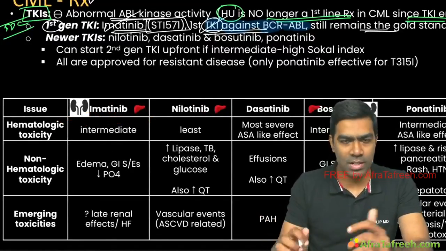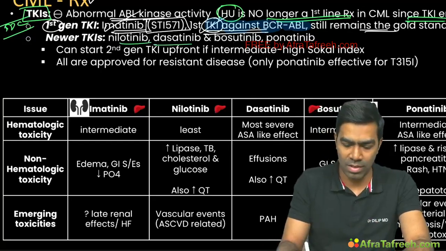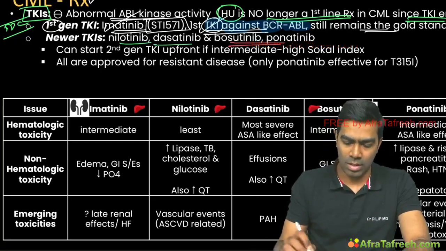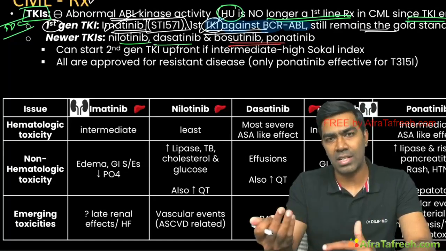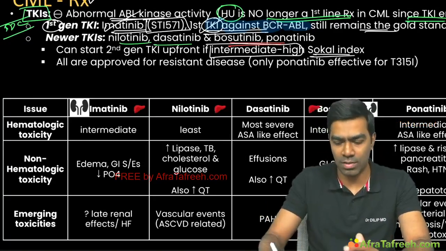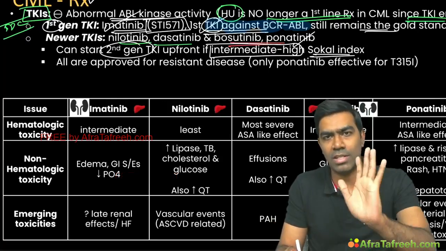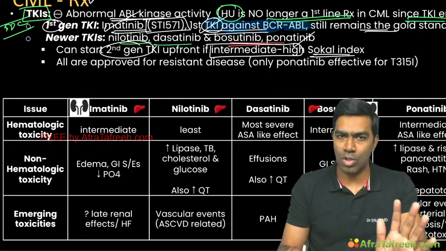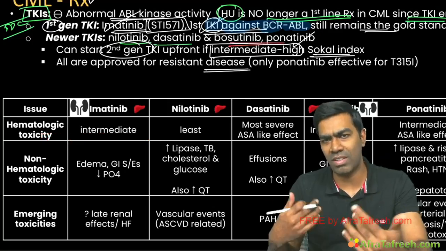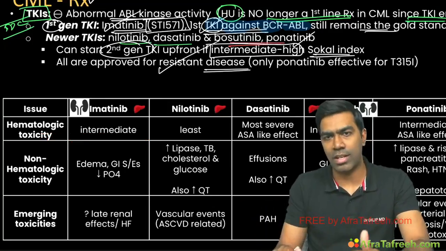And we have some newer generation TKIs also, for example nilotinib and dasatinib, which are basically second generation TKIs, and we have the third generation TKIs, that is bosutinib and ponatinib. You can start a second generation TKI upfront whenever the patient is having intermediate to high risk, especially as per the SOKAL index. If the patient belongs to intermediate to high risk, you can skip imatinib and straight away start with the second generation TKI. And all of the newer TKIs are approved for resistant disease. In case the patient is not responding very well to imatinib, then definitely you can start using the newer generation TKI, the second or third generation.